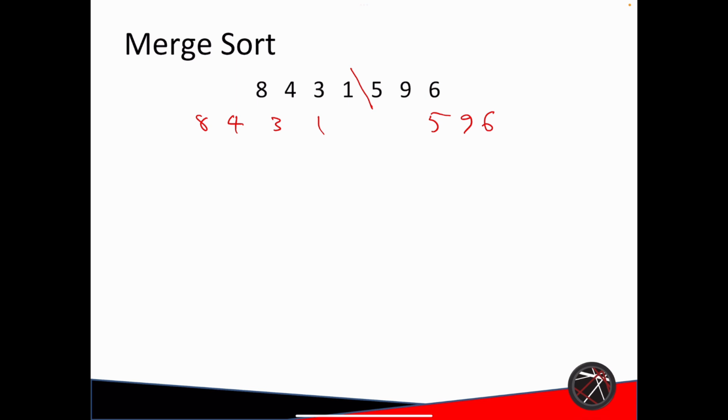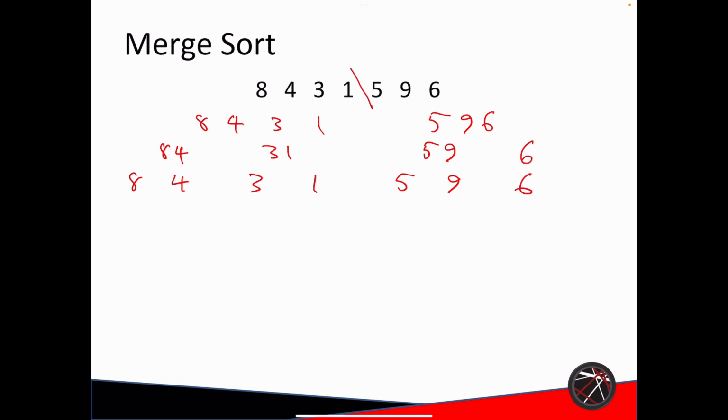Again, we need to split these up. So we'll now have 8 and 4, 3 and 1, 5 and 9 and 6. Now we split it again. So we're going to have 8, 4, 3, 1, 5, 9 and 6. Now that we've fully broken it up, we now want to bring it back together. So we're going to do comparisons.